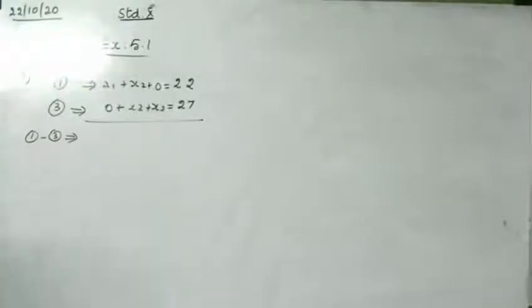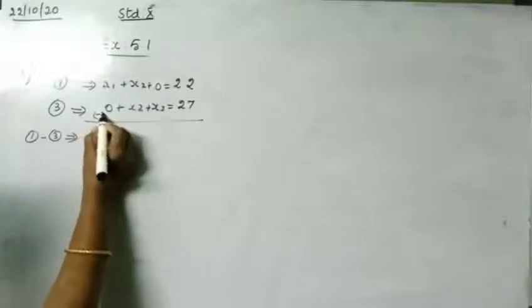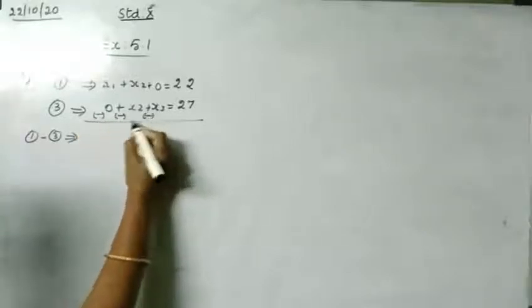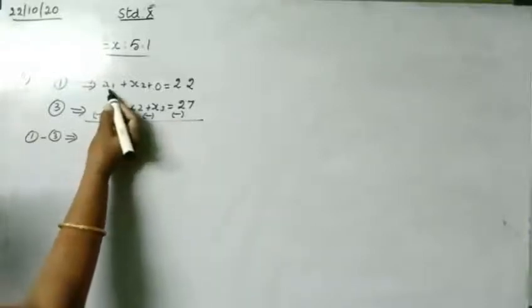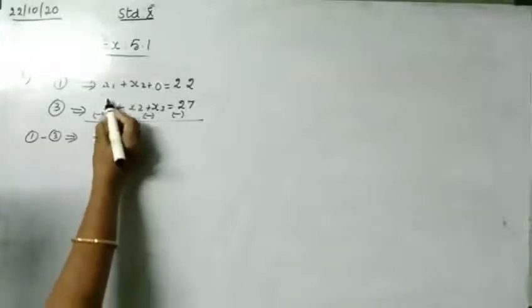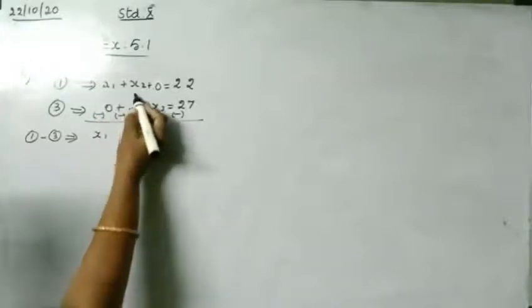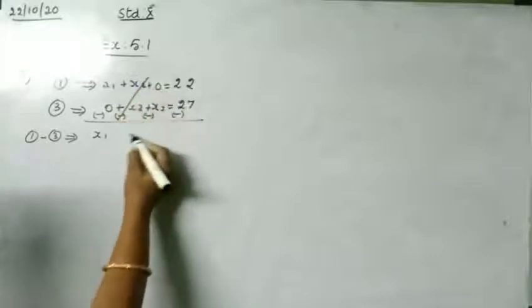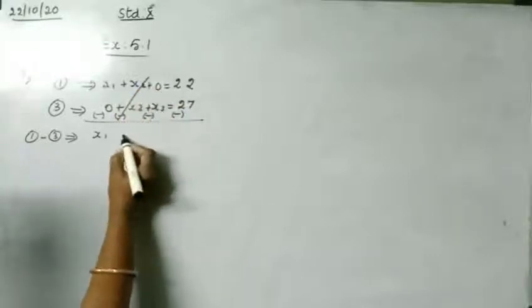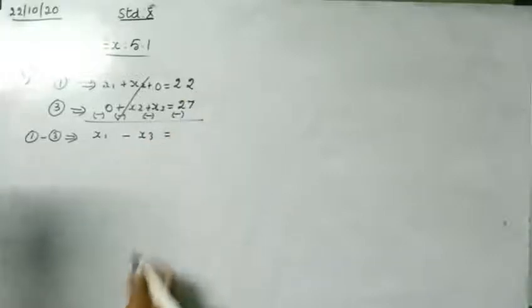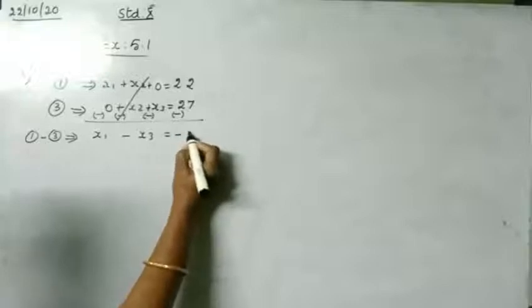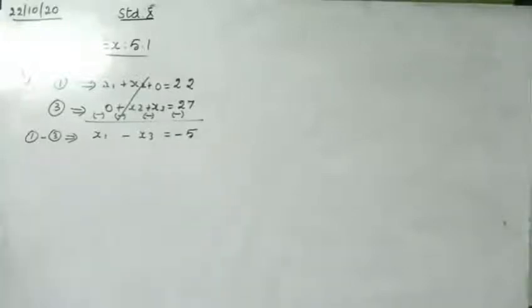Equation 1 minus equation 3. So take a sign change. Plus changes to minus, minus changes to plus. And now take this as x1. x1 minus 0 is x1. Plus x2 minus x2 cancel. 0 minus x3 is minus x3 is equal to minus 27 plus 22 is minus 5. So x1 minus x3 is equal to minus 5.